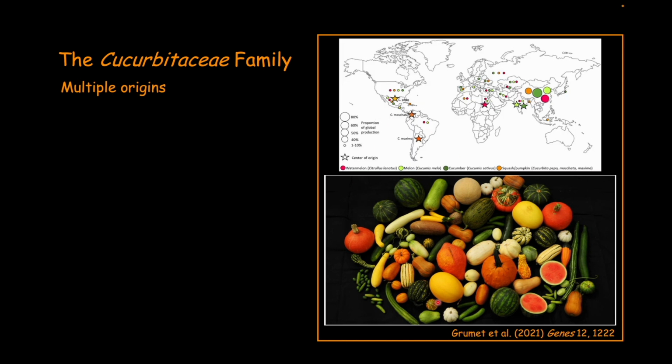Multiple origins of the Cucurbitaceae. So where did they arise? Where did these plants arise? And it turns out that squashes and pumpkins arose in the Americas. So these are native to North and Central and South America.